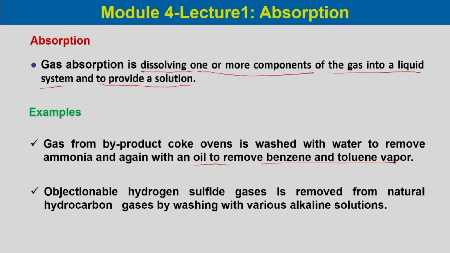Like objectionable hydrogen sulfide gas, which is sometimes present in natural hydrocarbon gases, that is separated with various alkaline solutions. Hydrogen sulfide is a very corrosive gas and it is generally not preferred in natural gas for its use in different purposes. So, we need to remove the hydrogen sulfide gas. Being an acidic gas, we need alkaline solutions to remove it.